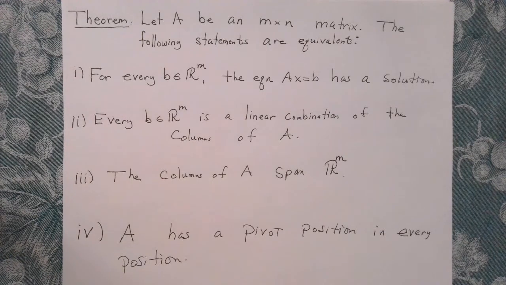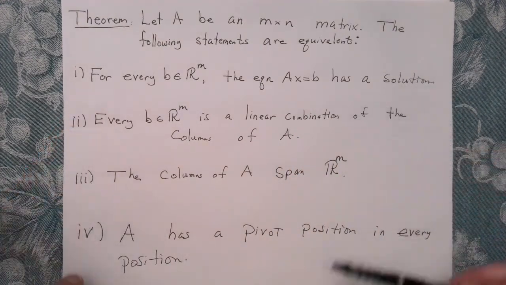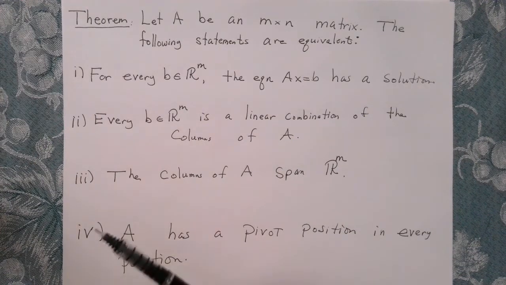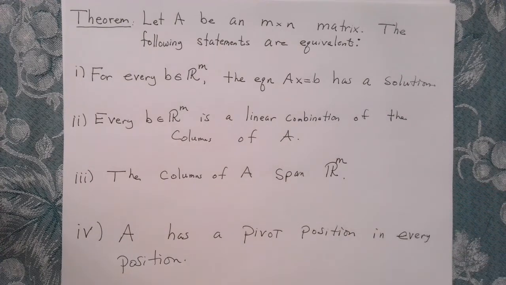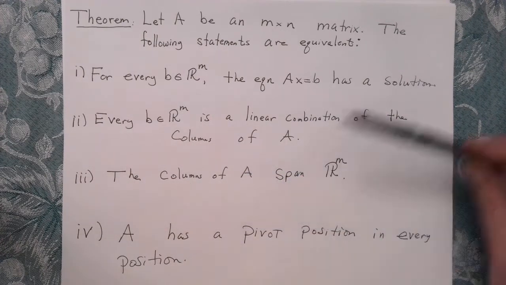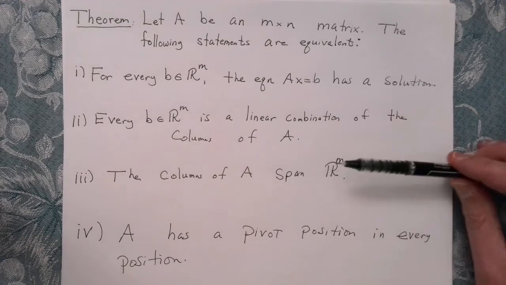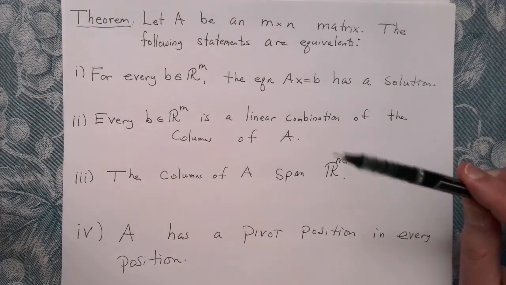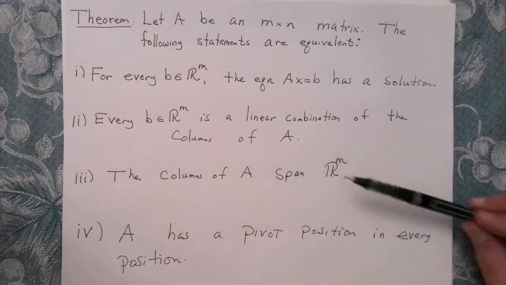First, for every vector b in R^m, the equation Ax = b has a solution. If this is true, then the other three follow. Second, every vector b in R^m is a linear combination of the columns of A. Again, to interpret that, if this is true, then this follows as a result. Third, the columns of A span R^m. What does that mean? It means if I consider all linear combinations of the columns of A, that will generate the space R^m.